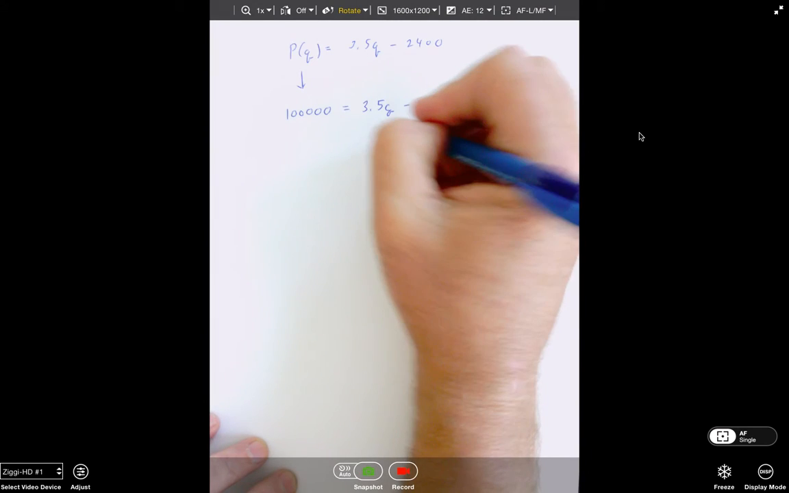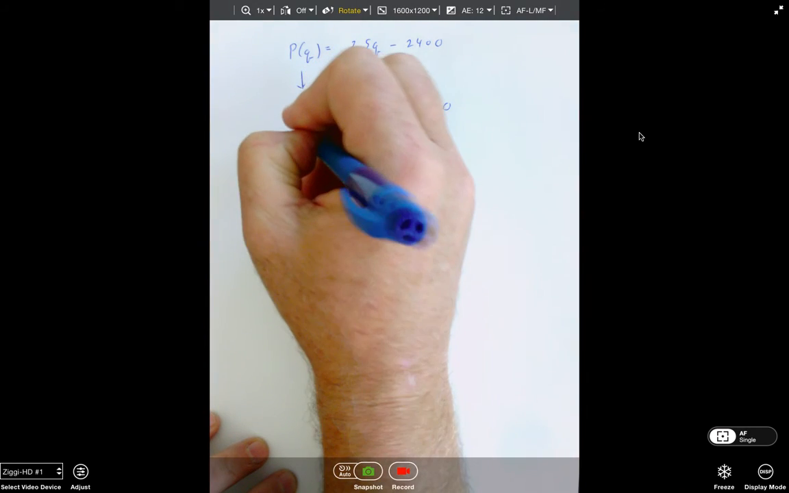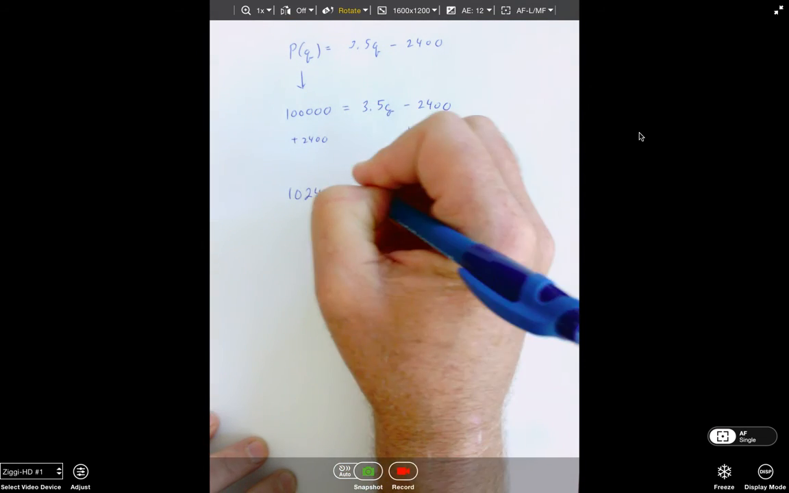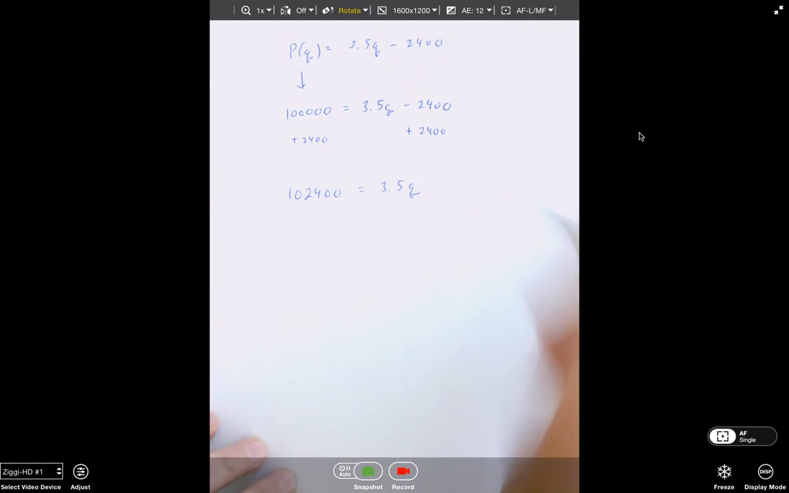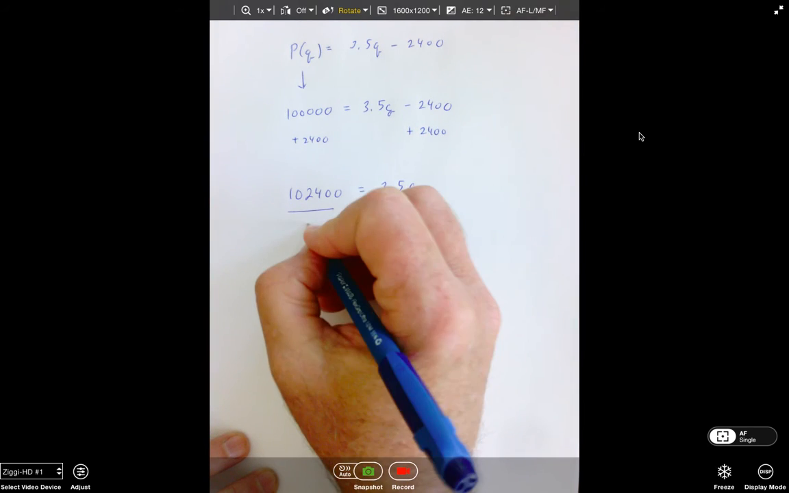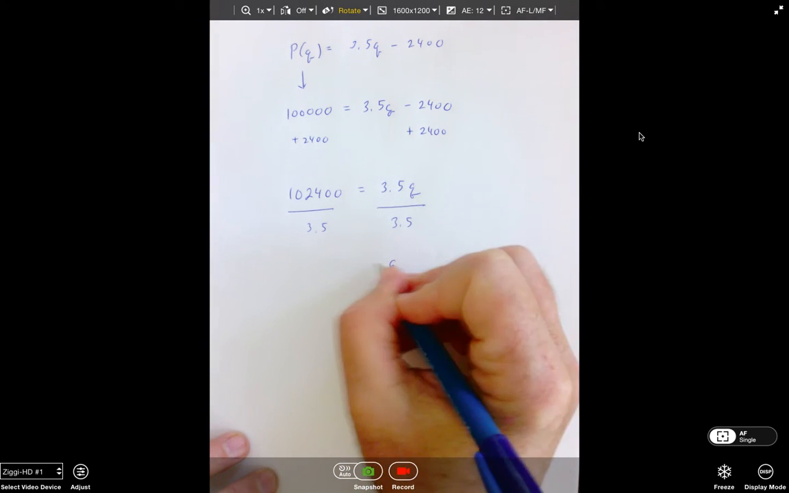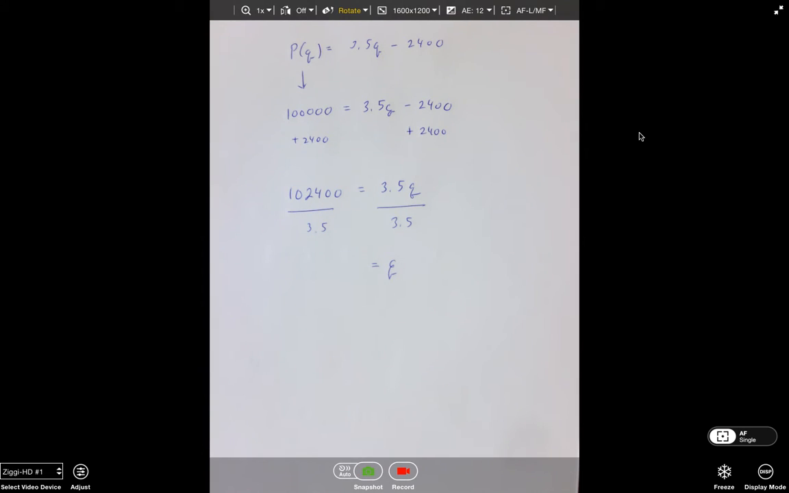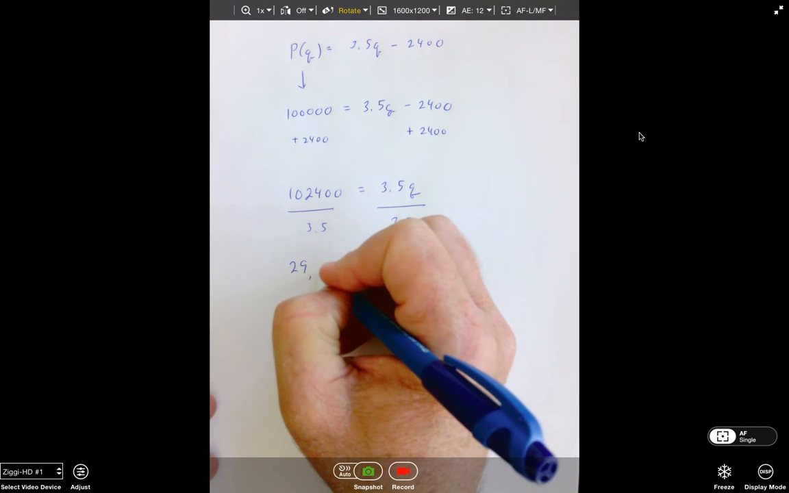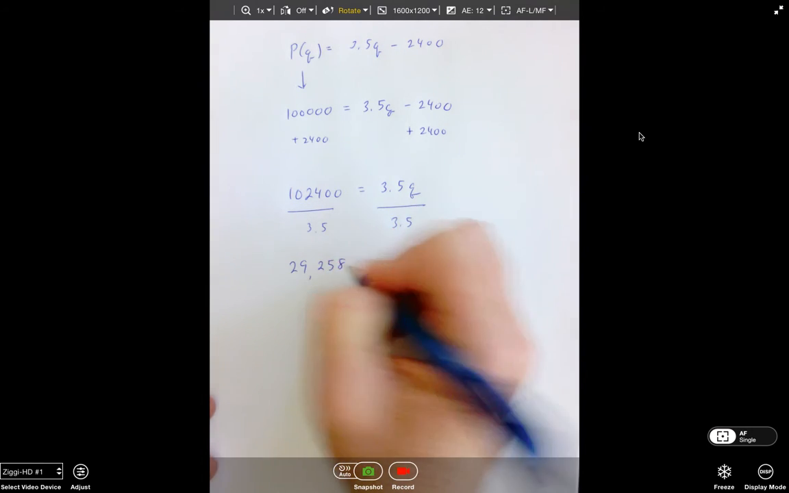So we should know now, I add 2,400 to both sides. So we get 102,400 equals 3.5Q. So Q is equal to, looks like a lot of units, 29,258 units.